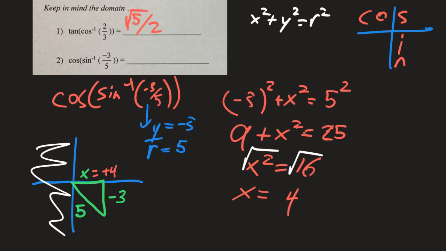All right, so now that I've got all 3 sides, let's go ahead and solve for this cosine. So what is the cosine of this triangle? It's going to be x over r, so 4 over 5. And that's going to be my final answer here.